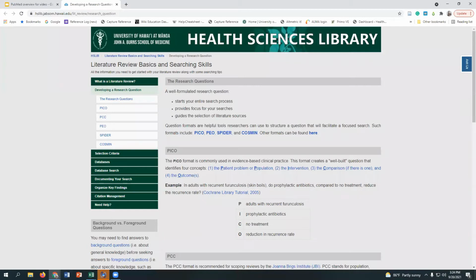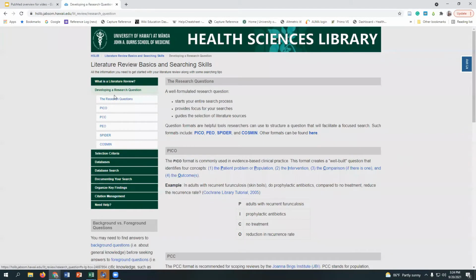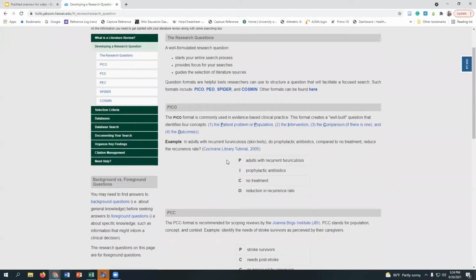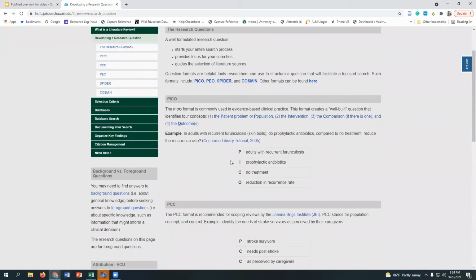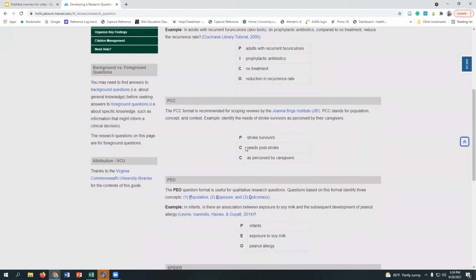So here is our literature review basics and searching skills guide. So you can learn about all the different types of literature reviews. But what I want to point out here are these different mnemonics we have for creating research questions or breaking your research questions into searchable parts. So this page specifically talks about PICO. It talks about PCC, which stands for Population, Concept, and Context.